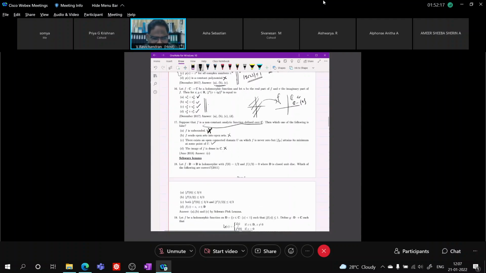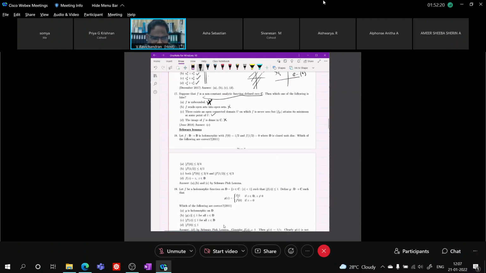Okay, I think we will stop after one or two questions on Schwartz Lemma. So what is the Schwartz lemma, Schwartz theorem? If you have a mapping F from D to D closure, and if A is a point in D, then modulus of F dash of A will be bounded by 1 minus mod F of A the whole square by 1 minus mod A square. That is the Schwartz theorem.